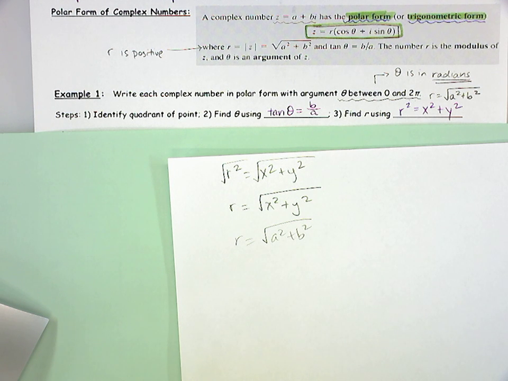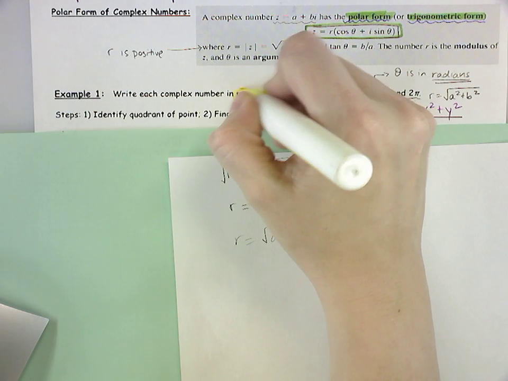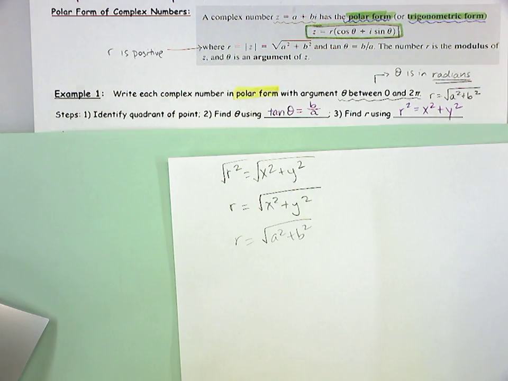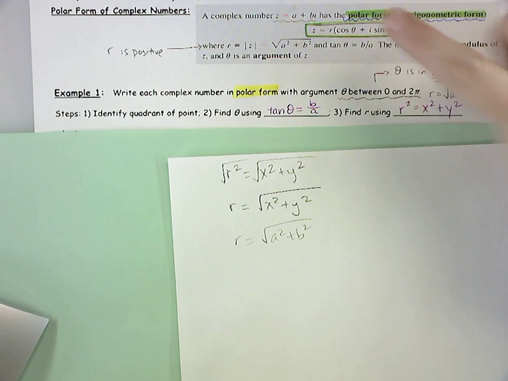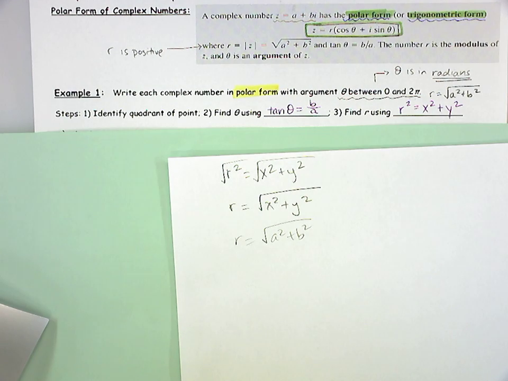All right, so what I did is I labeled your 3 steps that you're going to do this. So it says write each complex number in polar form. So that's what we're trying to do. We're trying to write this in polar form. Okay, and polar form is exactly what we wrote up here. So the z value is r cosine of theta plus i sine of theta. And again, that is what you did yesterday in your chart.